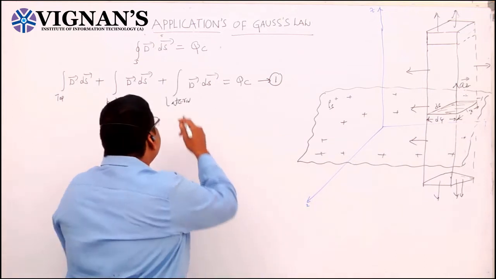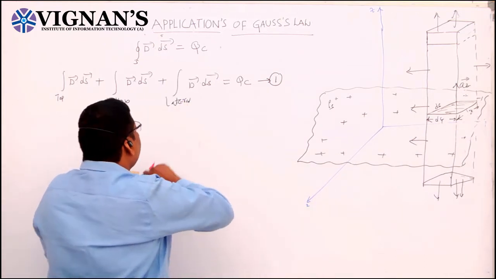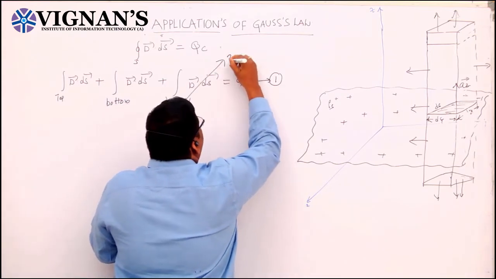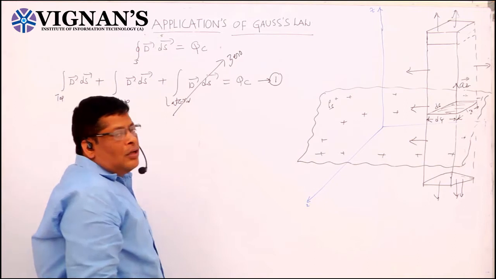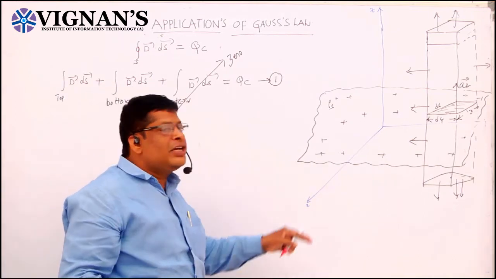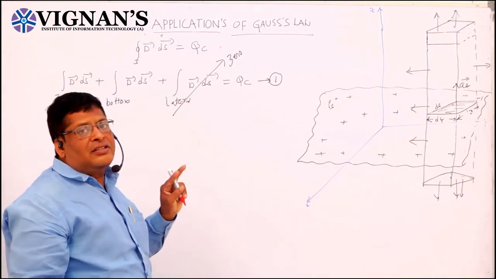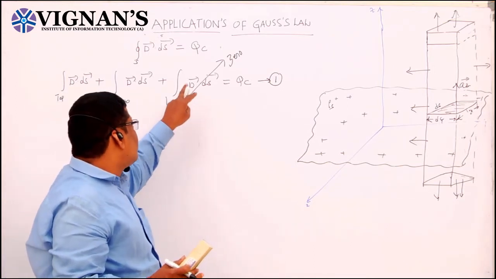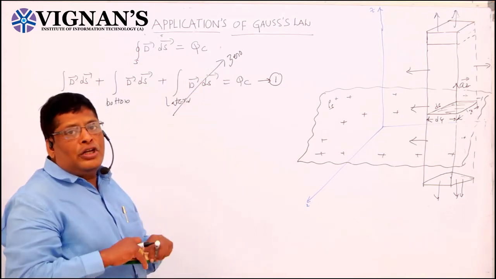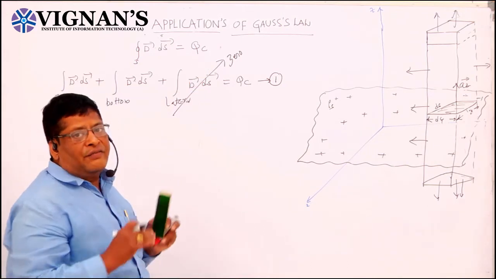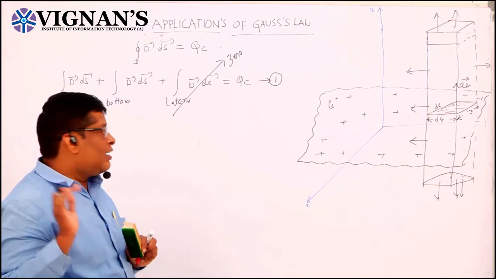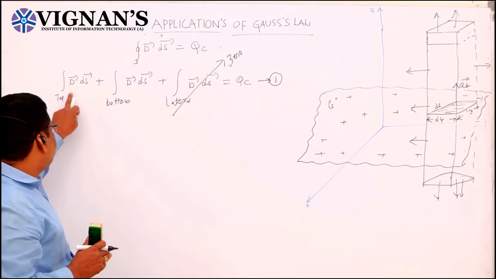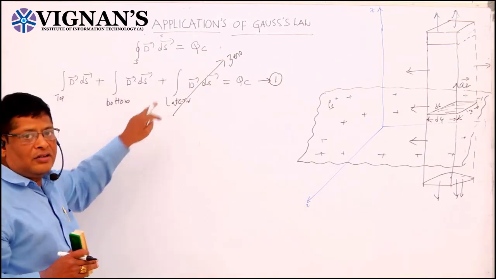So in this integration, this value becomes 0. Why is it 0? Because the flux due to the infinite sheet is always in the direction of the z-axis. There is no flux in the lateral direction, so the third integration becomes 0. No flux is leaving from the lateral surface. Now we are going to find out this integration and this part separately.